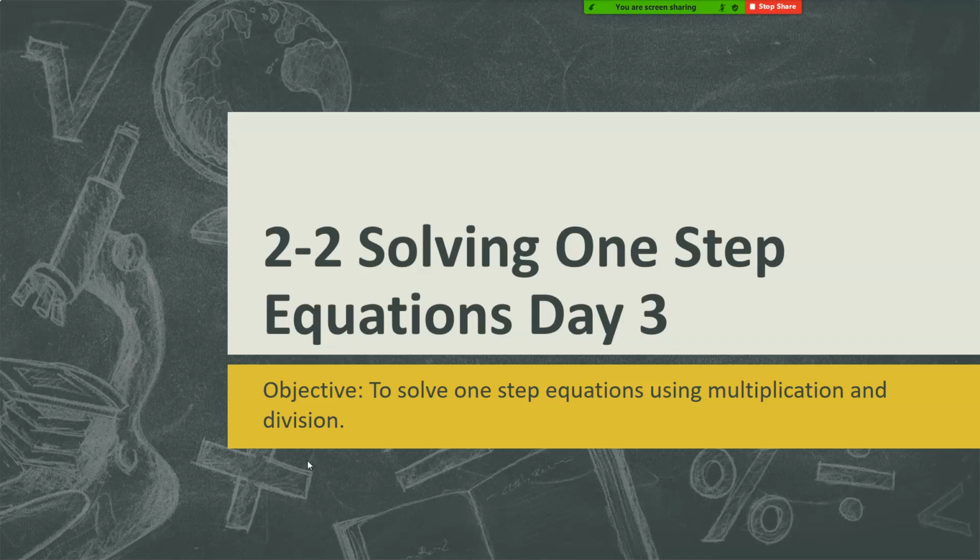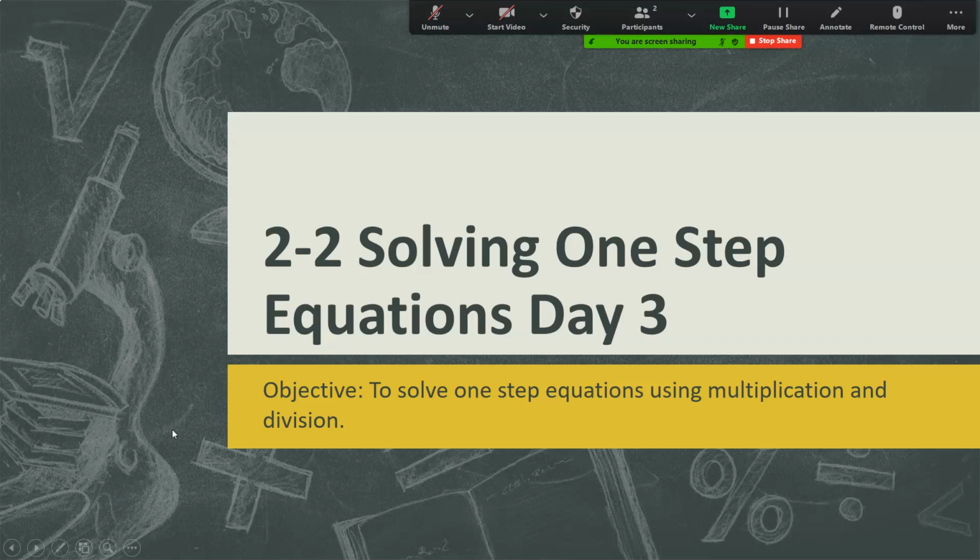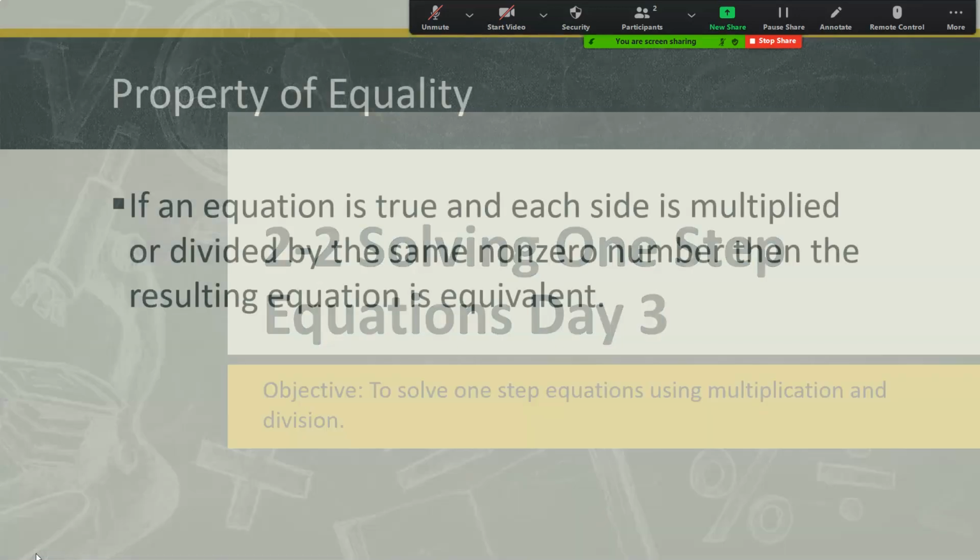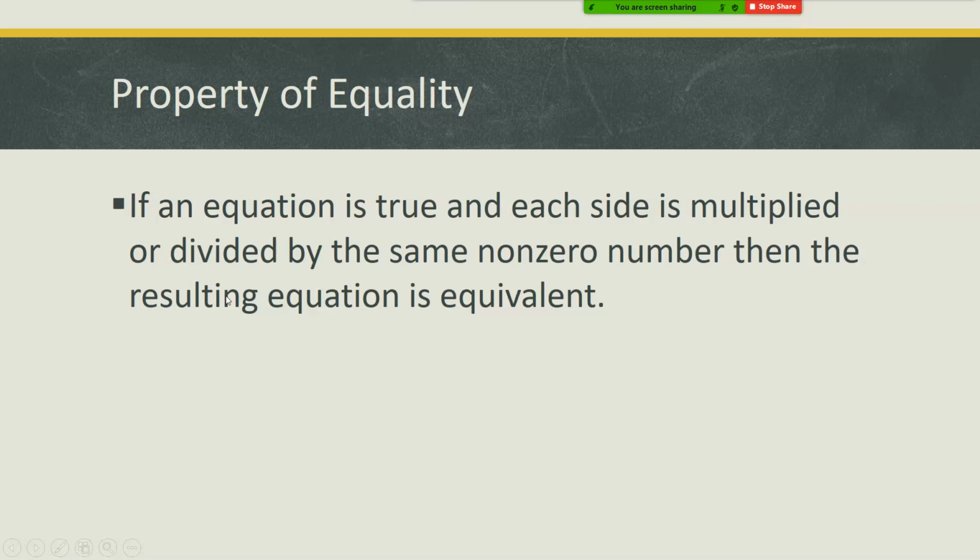What we were going to do today is how we solve equations using multiple steps. So today and tomorrow, our goal is to use the operations of multiplication and division. We have the property of equality, which says if an equation is true and each side is multiplied or divided by the same non-zero number, then the resulting equation is equivalent. So we talked about this a lot.